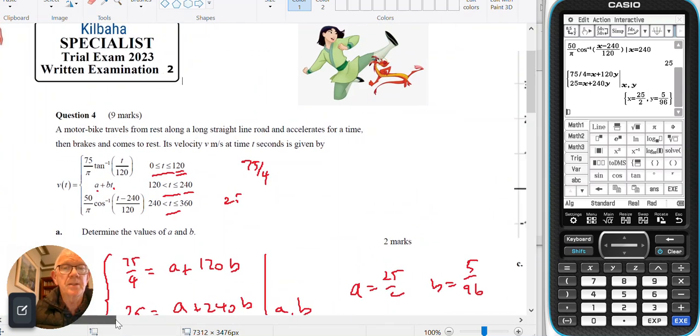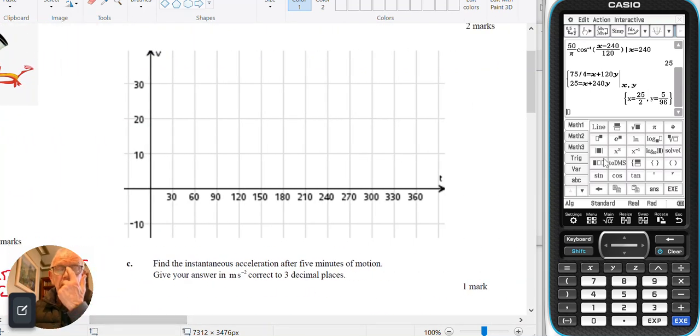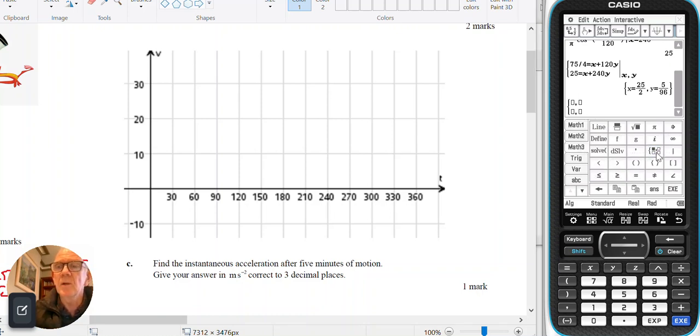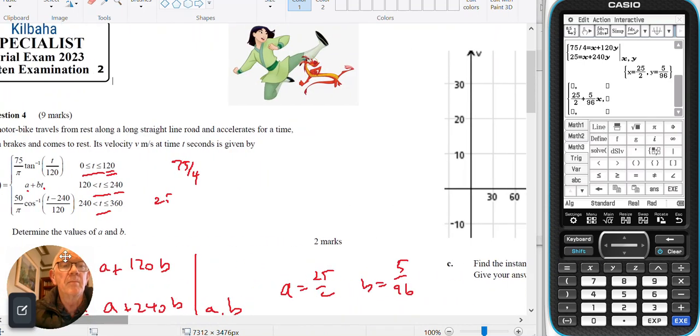Part B says sketch it. Okay, so what I might try and do first is sketch it using hybrid, so see what it looks like. So I've got 3 bits. I know my middle bit is going to be 25 on 2 plus 5 on 96 x instead of t, because that's the middle bit. And that's going to go from 120 x up to 240.